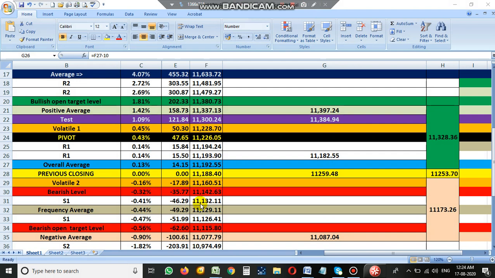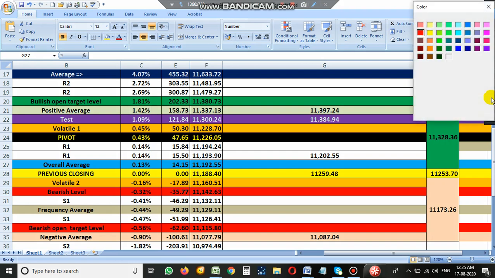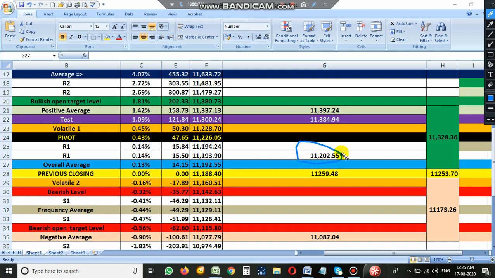On the other hand, the same data is applicable to all kinds of levels. If anything opens below 11,160.51, below that level, if the pre-open is opening there, then you need to keep the stop loss at the same level, adding 10 points. I'll tell you, instead of subtracting, you need to add. So it will be 11,202.5.